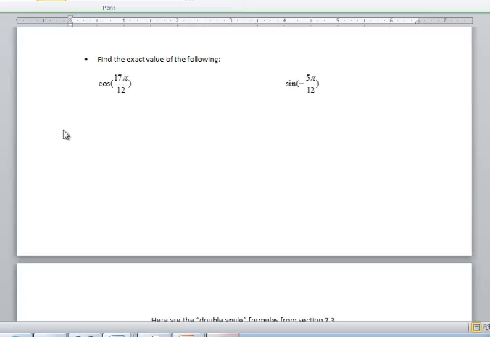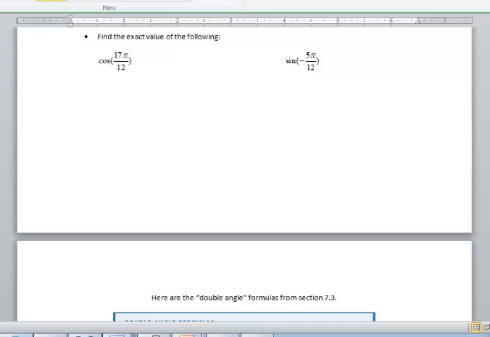Find the exact value of the following: the cosine of 17 pi over 12 and the sine of negative 5 pi over 12. Okay. All right, so our goal here is going to be to write 17 pi over 12 as a sum or a difference.